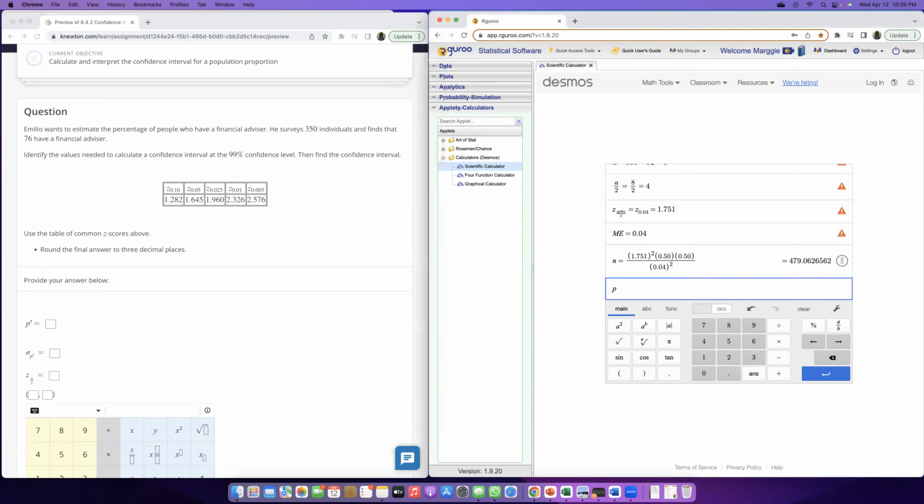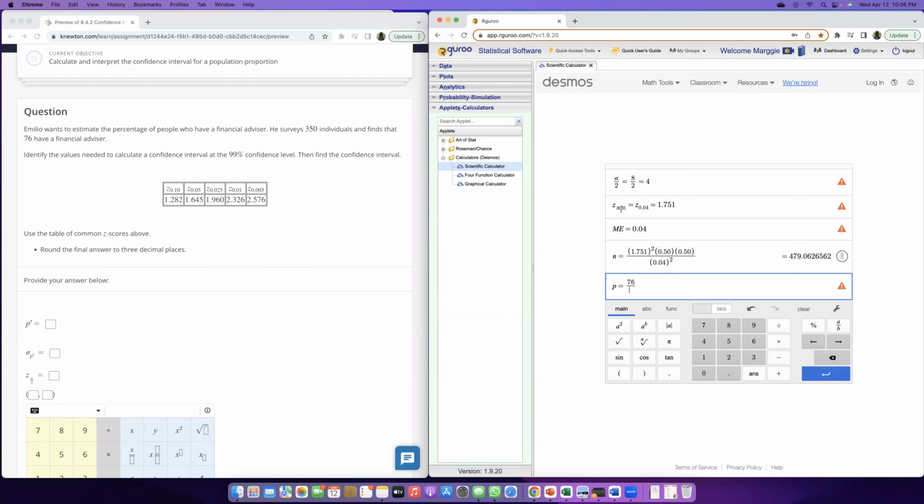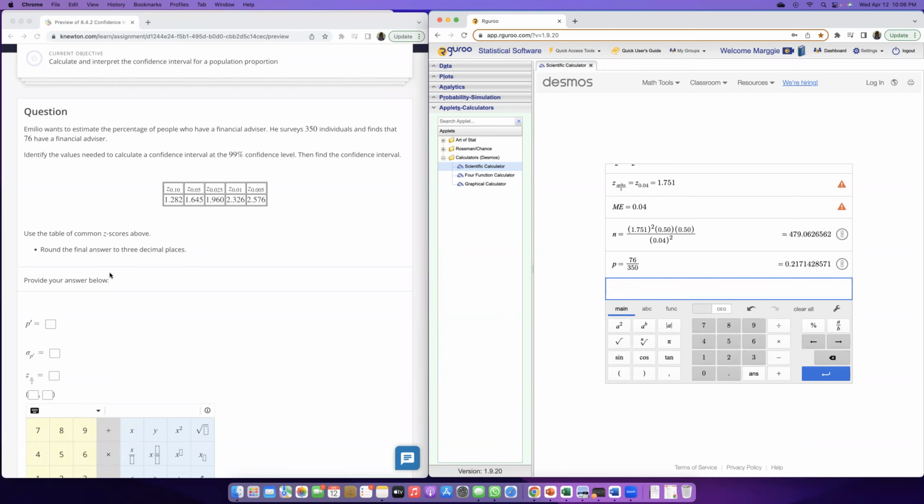If we go to the calculator, the proportion is going to be the number of successes, which is the 76 people that he found having a financial advisor, divided by the total number of people that he interviewed, which is 350. We need to round answers to 3 decimal places. So then P is going to be 0.217. So I'm just going to add this, 0.217. All right.